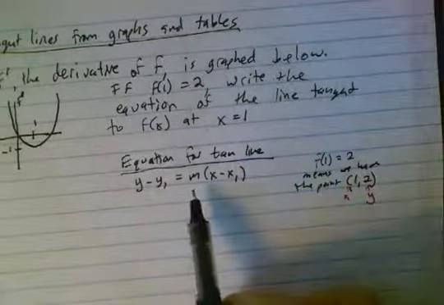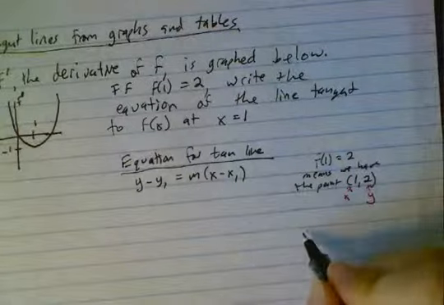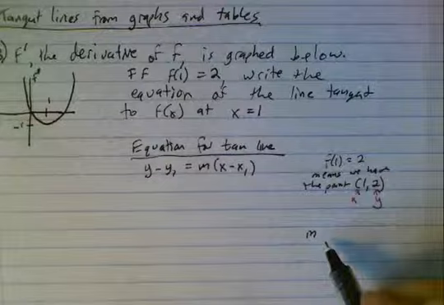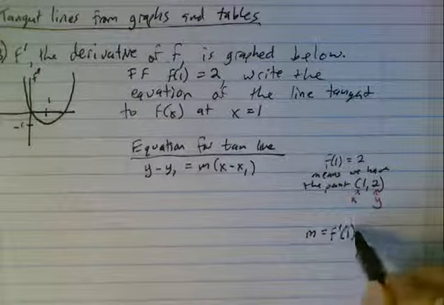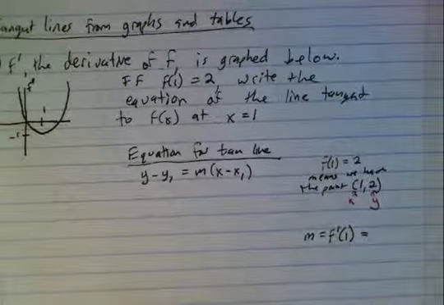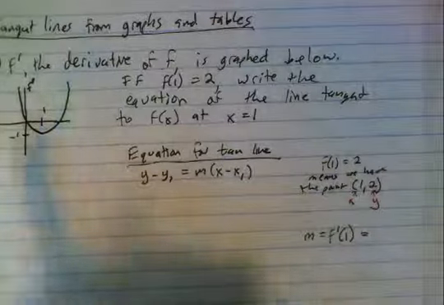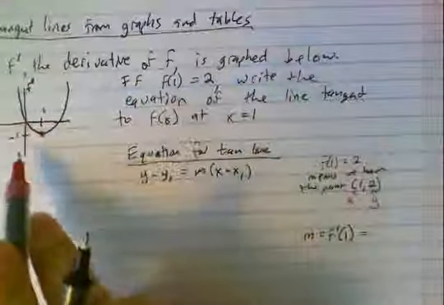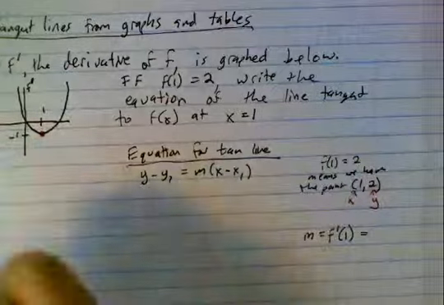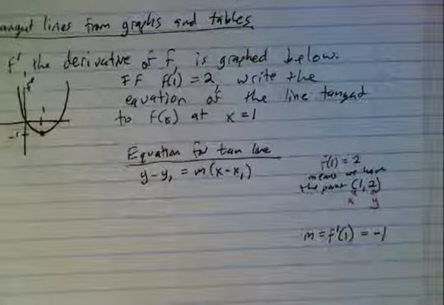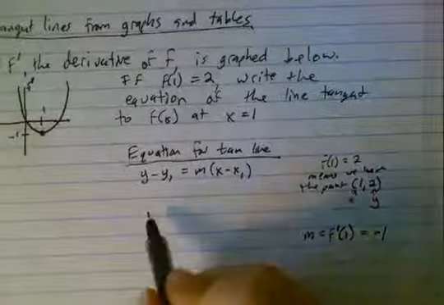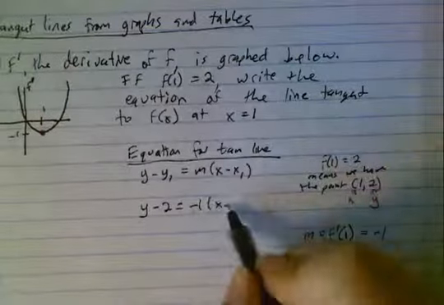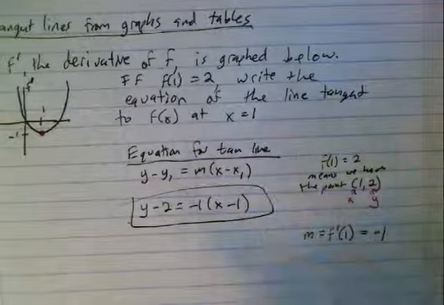Now we just need to find our slope. We're going to be at x equals 1, so that's f prime of 1. This is where the graph comes in handy. We just have to know what we're looking at. F prime of 1 is this point right here, that I labeled because that's the only important one. It equals -1. So all of this just goes right in here: y minus 2 equals -1 times (x minus 1). There we go.